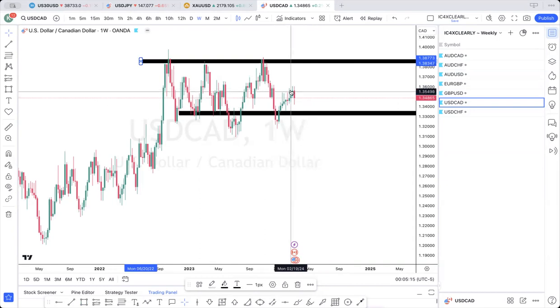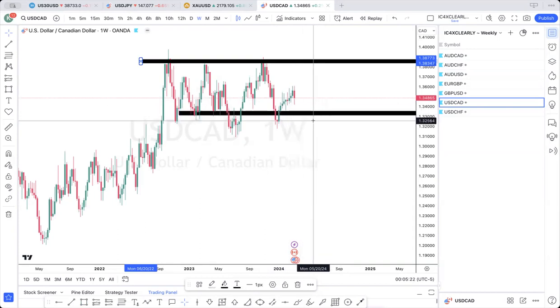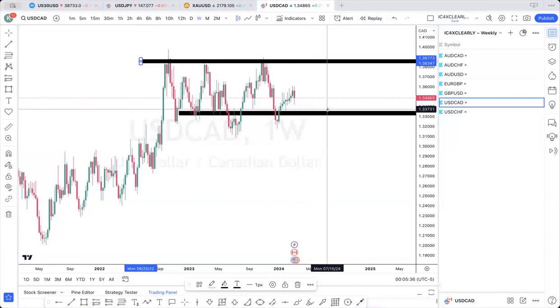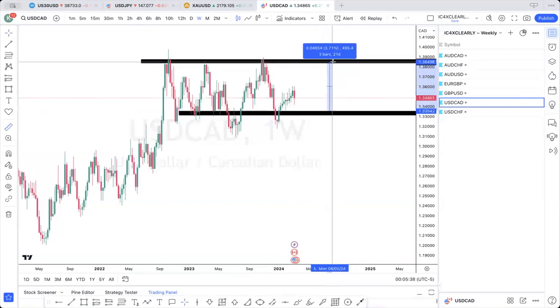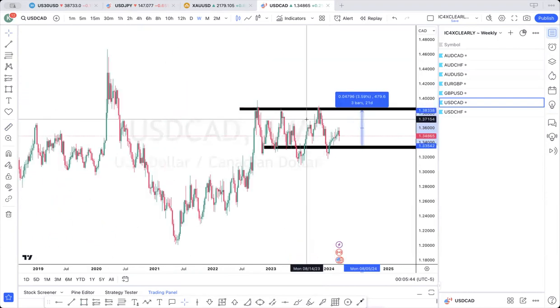Or price can tap into this order block, push down, break the zone, tap into the order block, and then I would wait to see what happens once it taps into the order block. Of course, if it starts breaking structure, comes back into the zone, then I would take the trade from zone to zone. So we're talking about 470 pips, 70 plus pips.